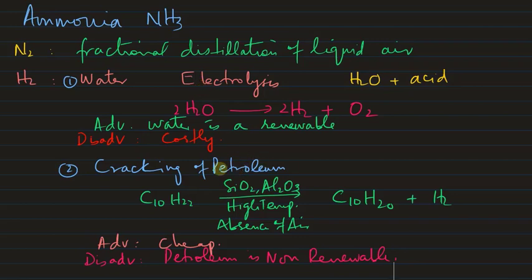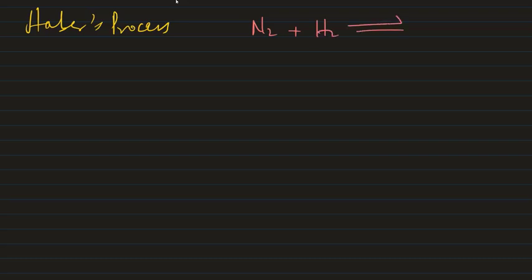Let's move ahead now and see how we can use nitrogen and hydrogen to make ammonia. Ammonia is prepared by reacting nitrogen and hydrogen by the process known as Haber's process. Haber was a German scientist, and he reacted nitrogen gas with hydrogen gas, and this reaction is a reversible reaction and produces ammonia gas. Remember, nitrogen is a gas, hydrogen is a gas, and ammonia is also a gas. So we are reacting two elements together to make a compound.